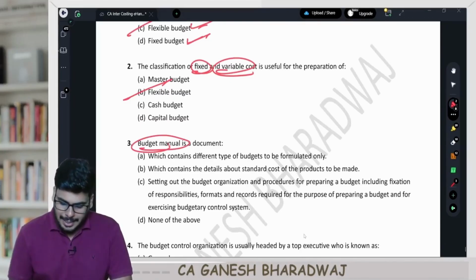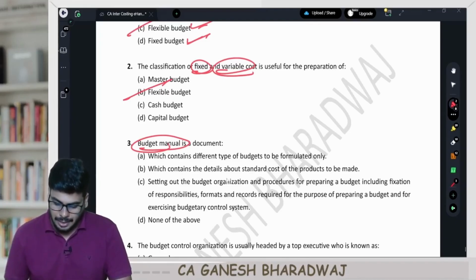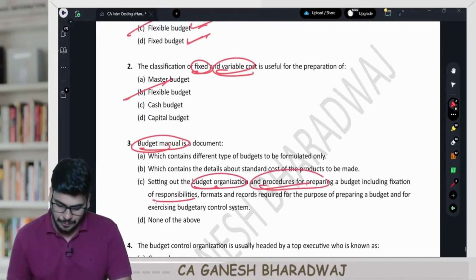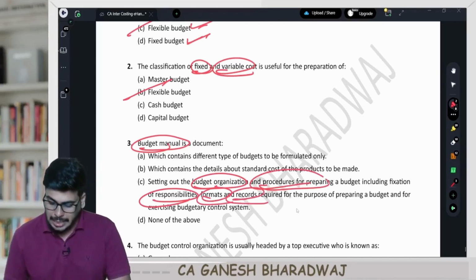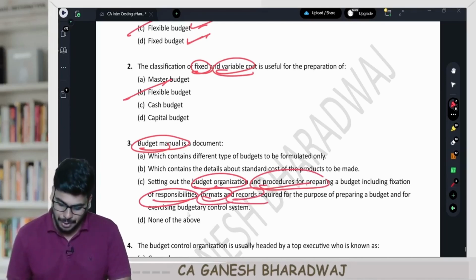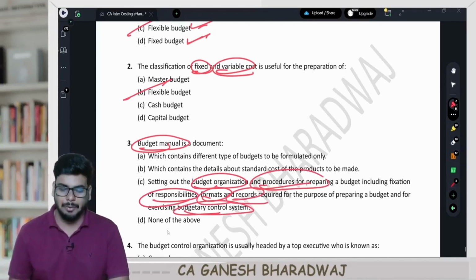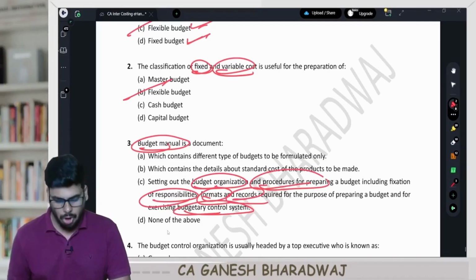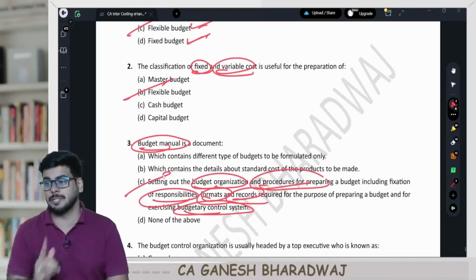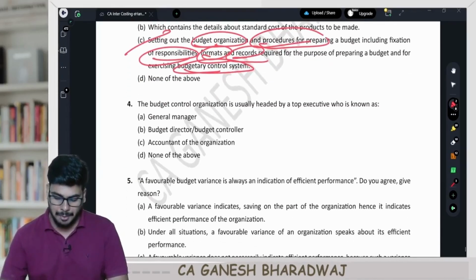What? A, it contains different types of budgets to be formulated only. B, which contains the details about the standard cost of the products to be made. C, setting out the budget organization, the procedures for preparing a budget, including the fixation of responsibilities, formats, records required for the purpose of preparing a budget and for exercising the budgetary control system. None of the above. A, B, C, D. Obviously, it's C because it comes along with the responsibilities we just saw. That's a very comprehensive document.